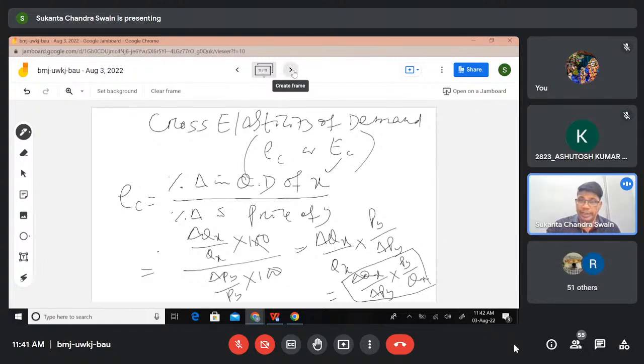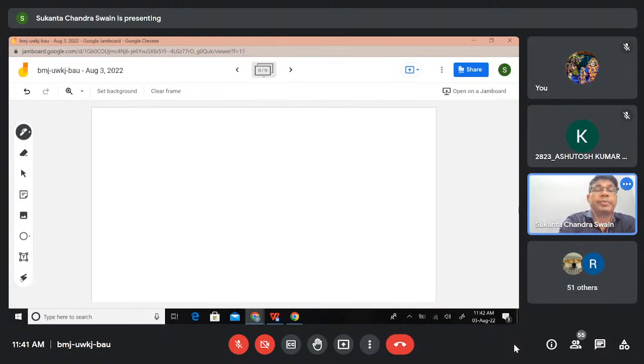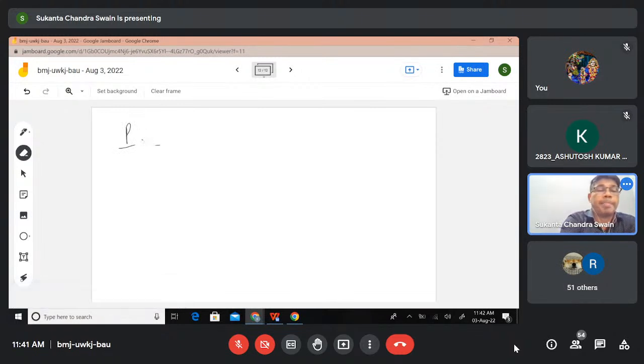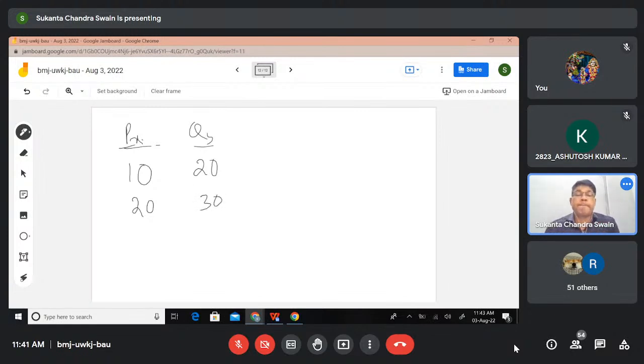So now we can take an example. Let's say price of X is given, demand for Y is given. Price of X is 10. Demand of Y was, suppose, 20. Price increased to 20. Demand increased to 30. Okay. Then what will be our formula here for EC?